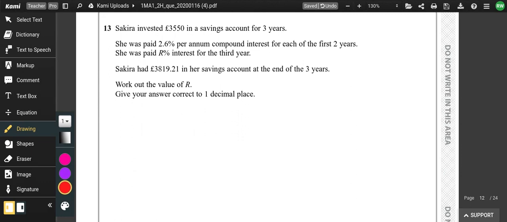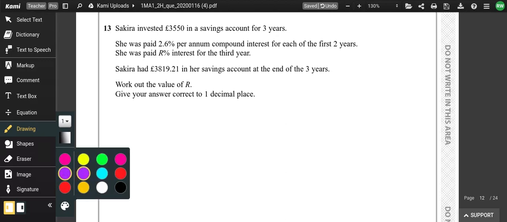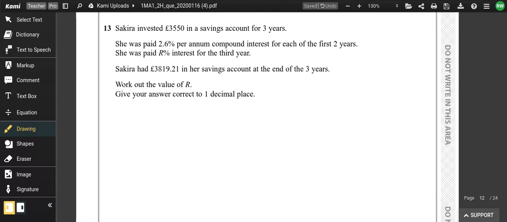Okay, Secure invested in a savings account for 3 years, compound interest for the first 2 years, and then another percentage for the 3rd year. At the end, we had that amount. Okay, this is quite a different question to what we used to. So we could do the first 2 years. Let's do our formula for that.